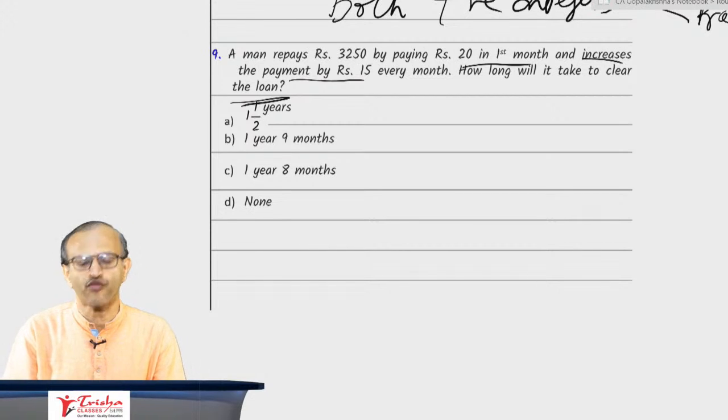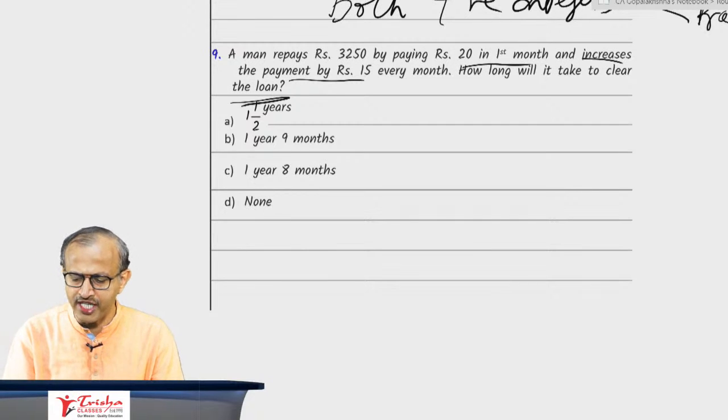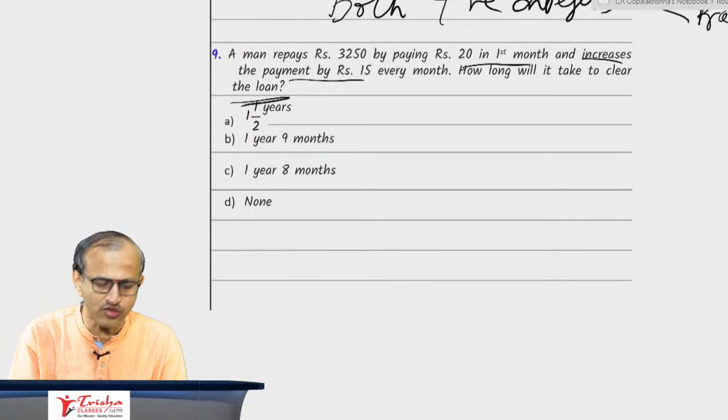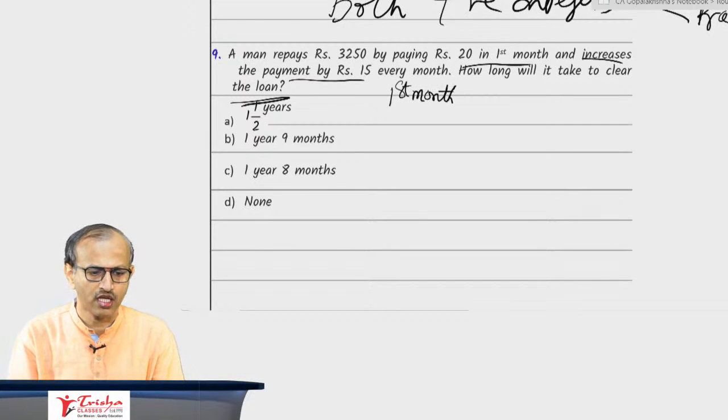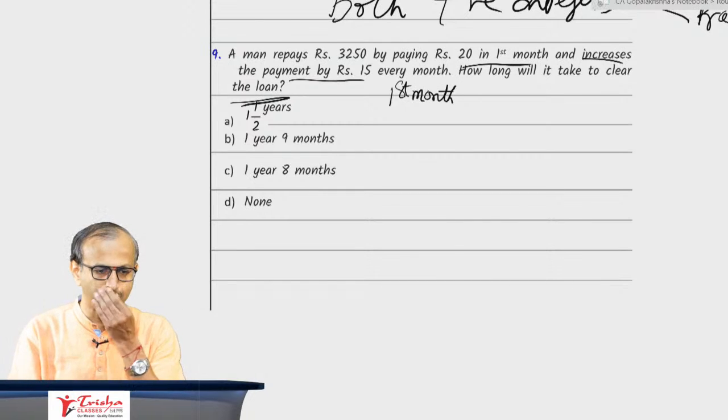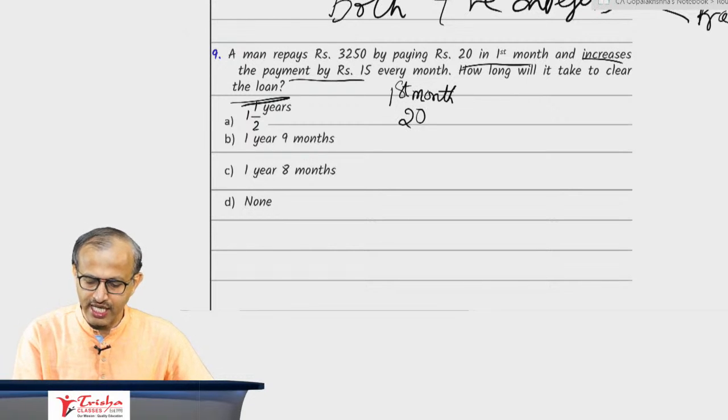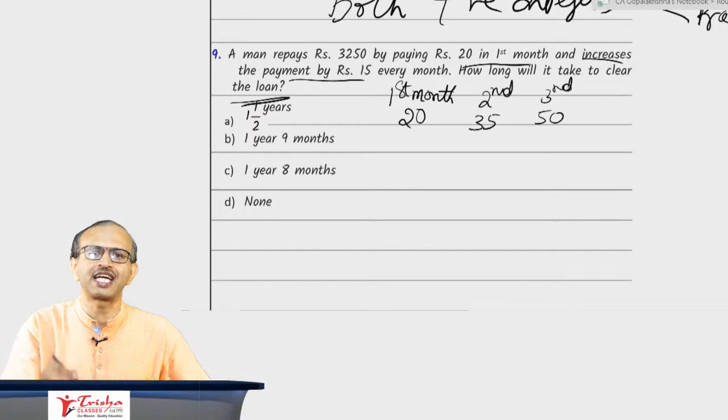A man repays 3250, all of you refer to question 9 on your screen, by paying ₹20 in the first month and increasing the payment by 15 every month. How long will it take to clear the loan? Okay, shall we answer, students? Tell me, first month, how much is to be repaid? No, working I will do later. First month, how much to be repaid? 20. Second month, 15 rupees extra, how much? 35. Third month, again 15 rupees extra. Tell me, 20, 35, 50 goes on.